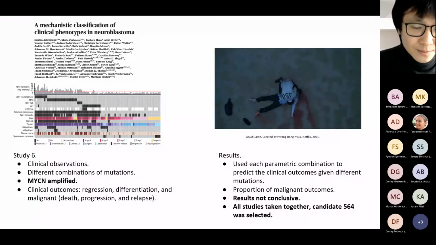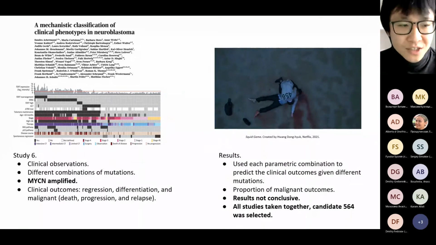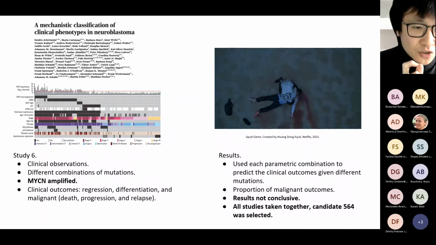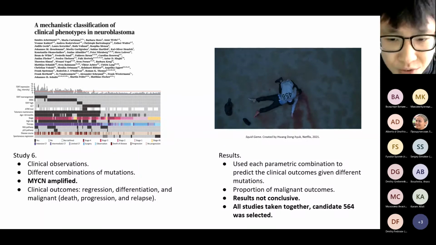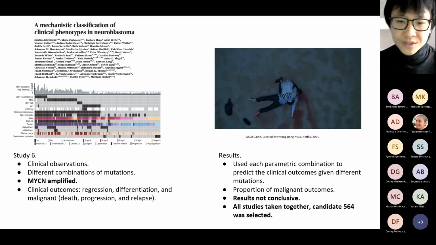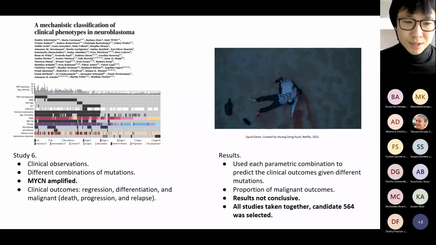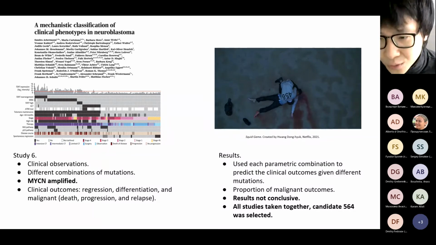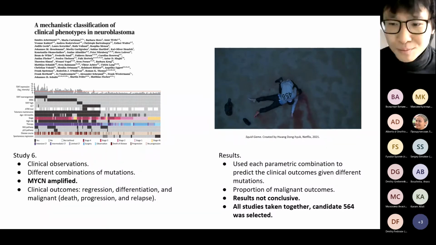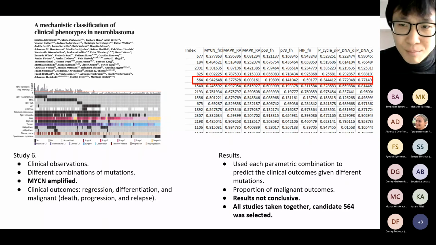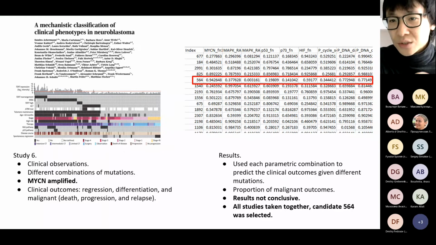And finally, I used the same set of data, but this time I considered the myosin amplified tumors, and the results are not conclusive. And that's why I took a step back. The 3 remaining parametric combinations, I look at all 6 studies holistically, and I pick candidate 564, which doesn't mean anything to you, but it's just to remind you, it simply is a set of 20 parametric values.